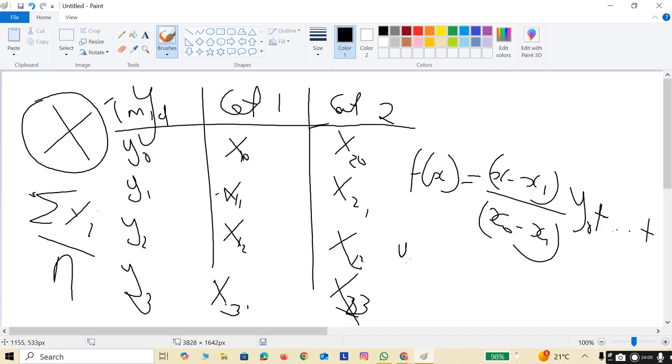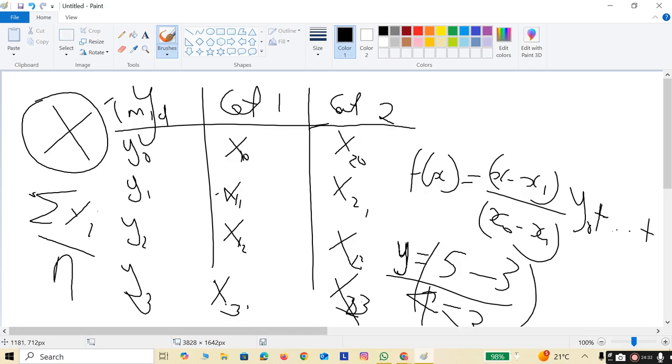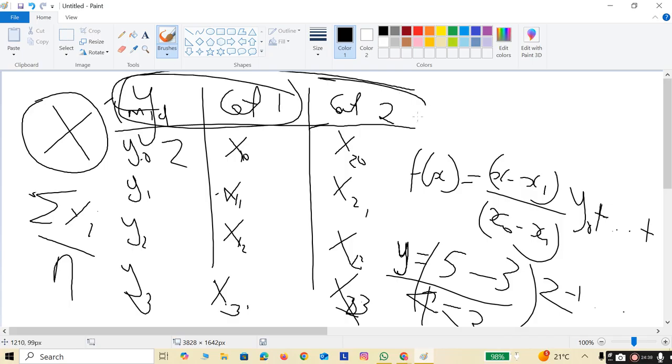So y is equal to, let's say it was 5, then my x1 was 3, all over x naught, which should now be something like 4, minus x1 which is 3. Then, let's say if it was 2, you multiply until you're done. This is first order if it's just 1, then second order if you move to 2, then third order, and at the end of the day you can even move up to an nth order.